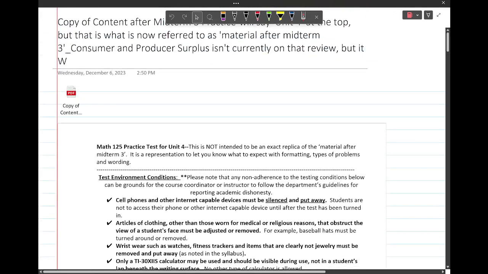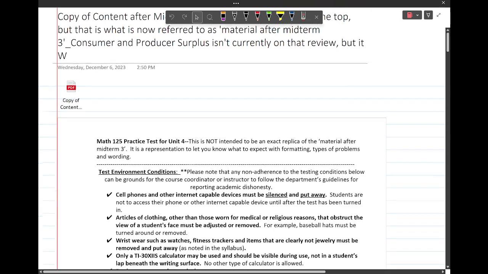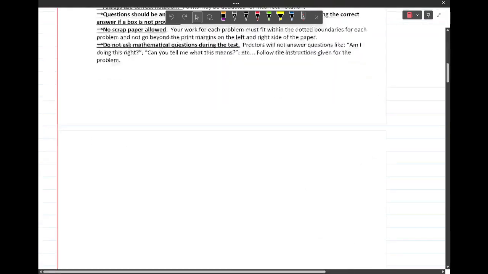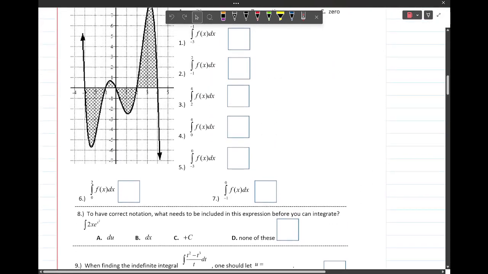Okay, it looks like you should check out consumer and producer surplus, which was the last topic on the last set of notes. So I'm going to guess there's going to be one question about that on the final. So keep that in mind. Yeah, there definitely will because you mentioned it.